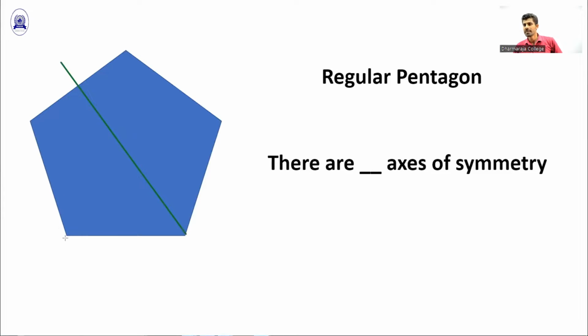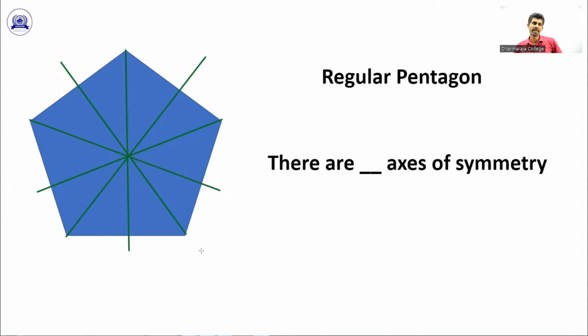1, 2, 3, 4, and 5. Right, okay. 5 axes of symmetry. How many axes of symmetry are there? There are 5 axes of symmetry for the pentagon.